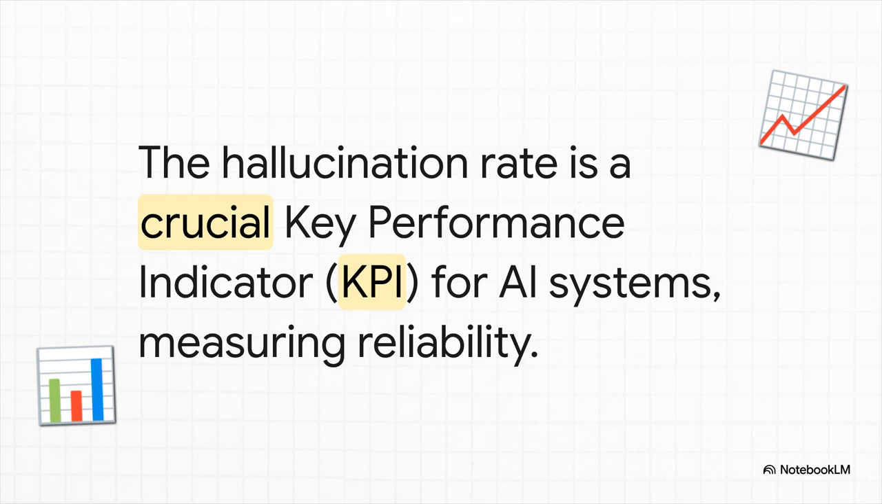Because this is such a huge deal, the hallucination rate has gone from being some weird bug to a crucial key performance indicator, a KPI. I mean, developers are now tracking this with the same intensity as they track speed or uptime. It's not just a flaw anymore. It's a fundamental measure of whether an AI is even worth using.